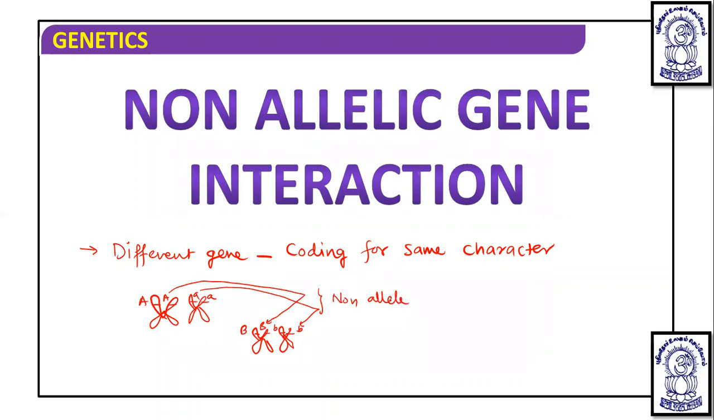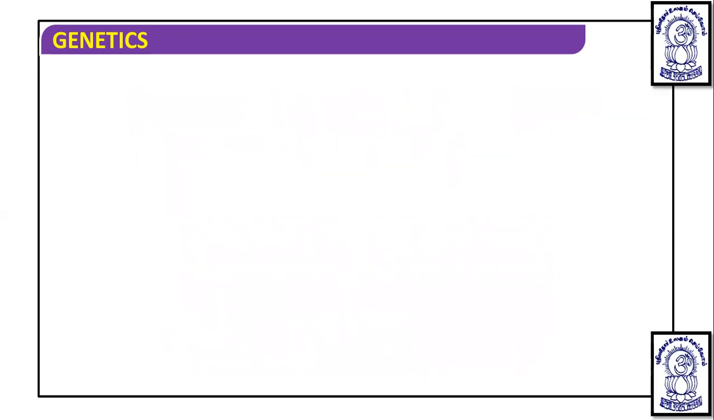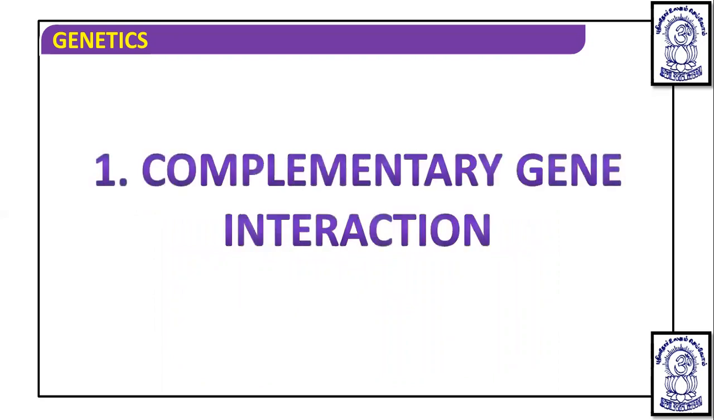Now, there are different characters for which this gene interaction has been observed. Initially, we are going to talk about how two different genes or non-alleles interact, and at last we will talk about multiple gene interaction as well. In two gene interaction, the first type we are going to study in non-allelic gene interaction is complementary gene interaction. What is it?